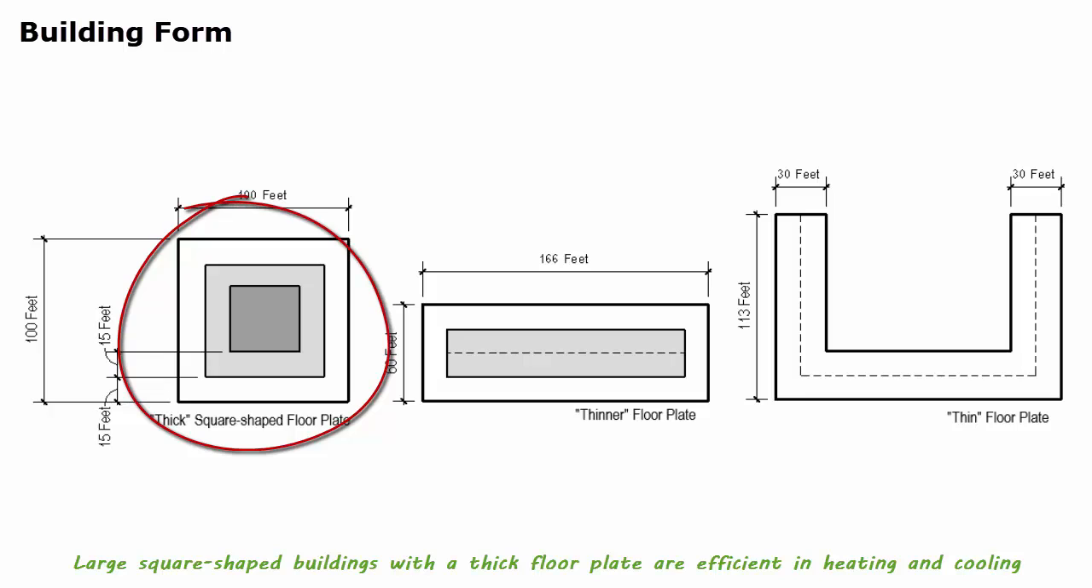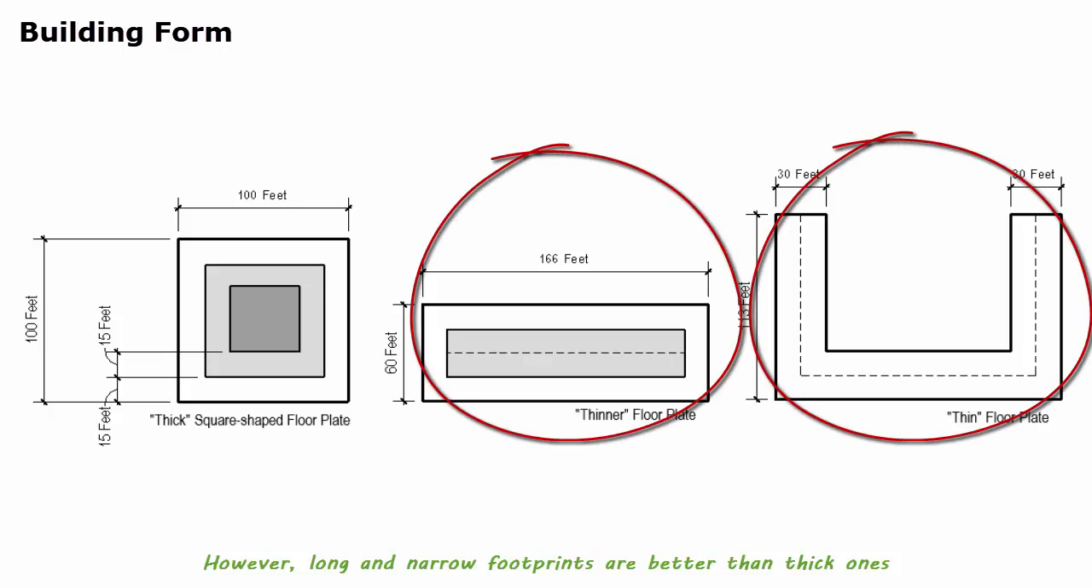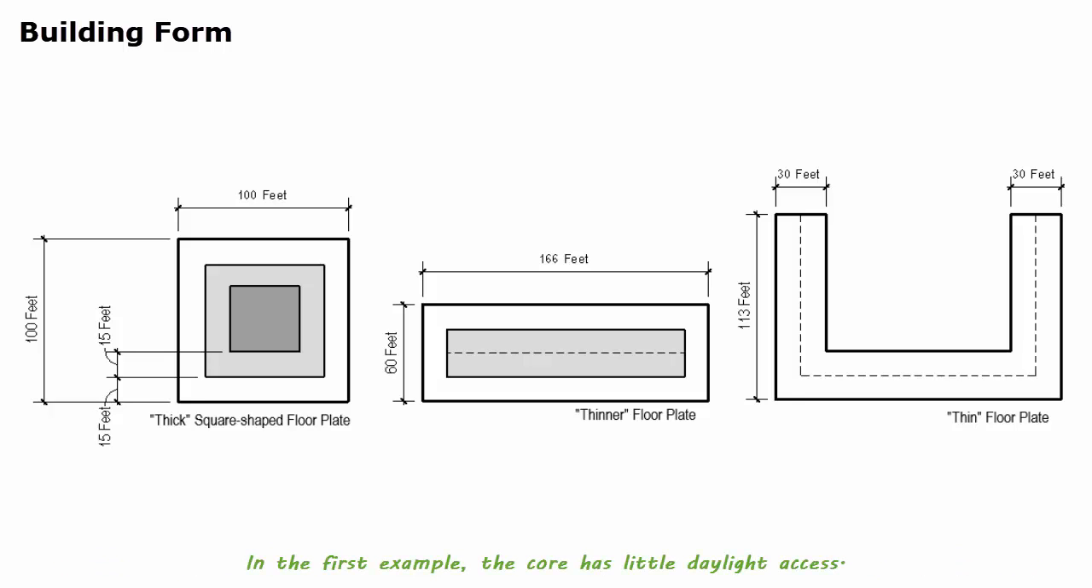Large square-shaped buildings with a thick floor plate are efficient in heating and cooling because they tend to have a smaller ratio between skin and volume. However, long and narrow footprints are better than thick ones in delivering natural light to spaces, because daylight can only penetrate a certain distance. In the first example, the core has little daylight access.